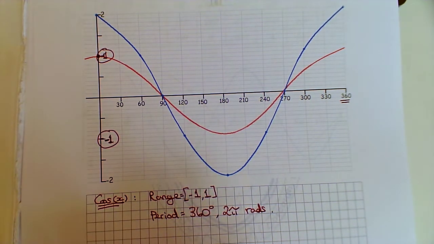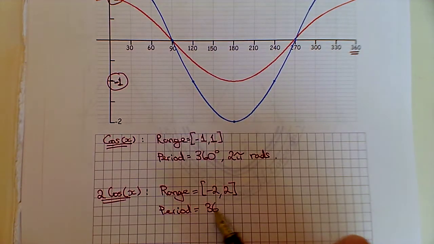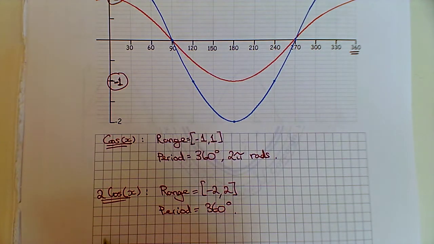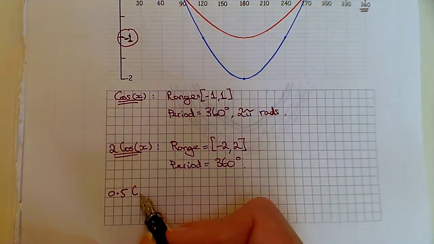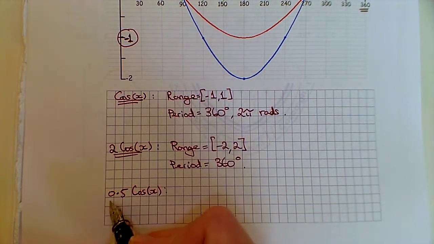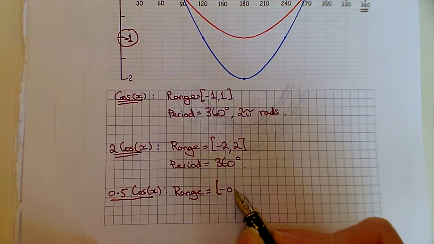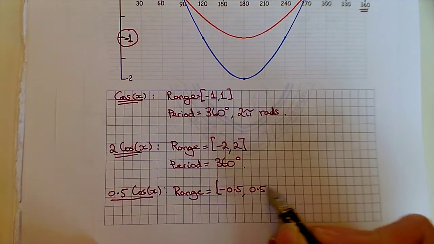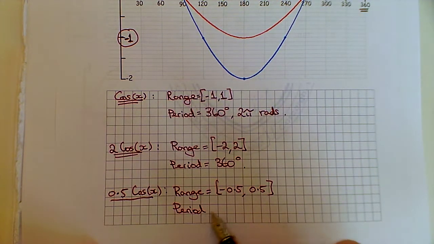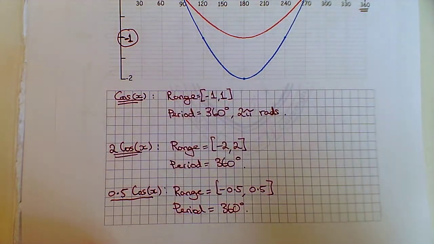Then, if I multiply it, 2 times cosine of x, the range will increase to -2 to 2, and the period will still stay the same at 360 degrees. 0.5 times cosine of x, my range becomes -1/2 to +1/2, and the period stays the same. So hopefully that makes sense.